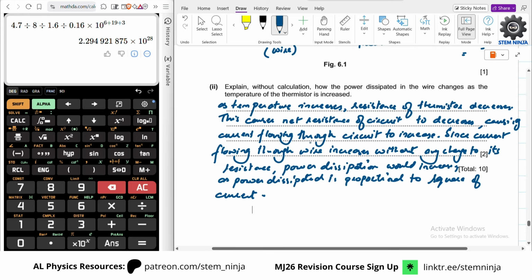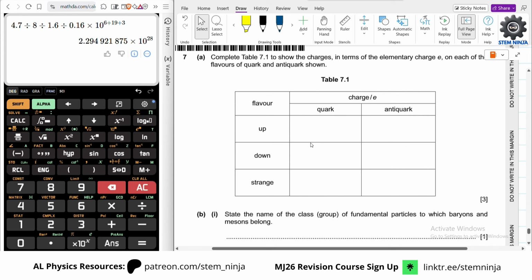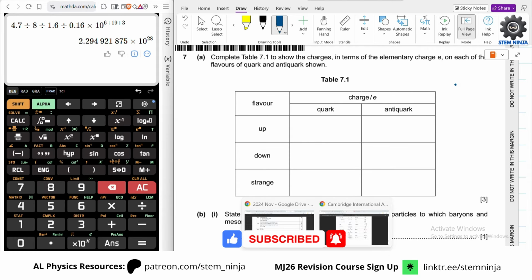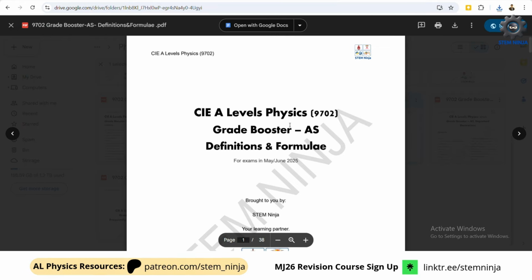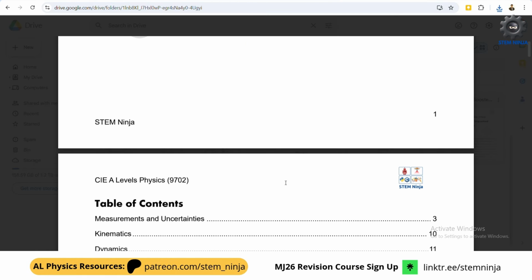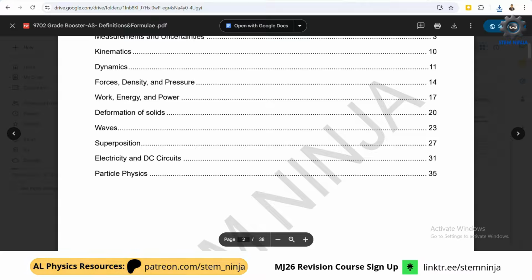Okay, and this is for question number 6. Let's move on to question number 7. Complete table 7.1 to show the charges in terms of elementary charge e on each of the flavors. So up, down. Remember, we also can see this in the booklet. Let's show you the booklet. So this is the grade definitions and formulae booklet, which, as you can see, the link on the grade booster pack on Patreon. The link you see below will have this.